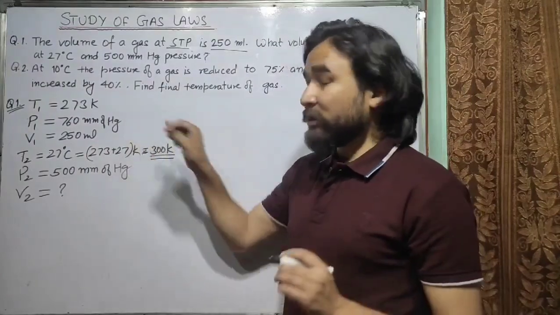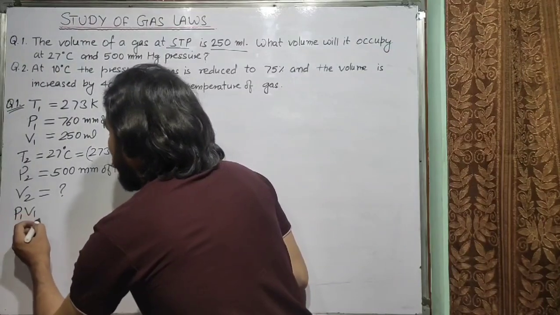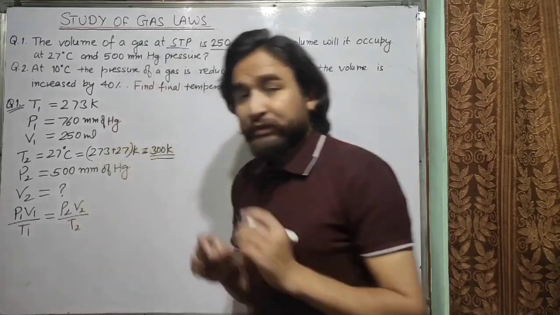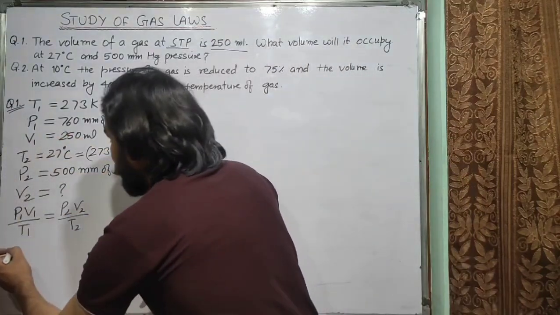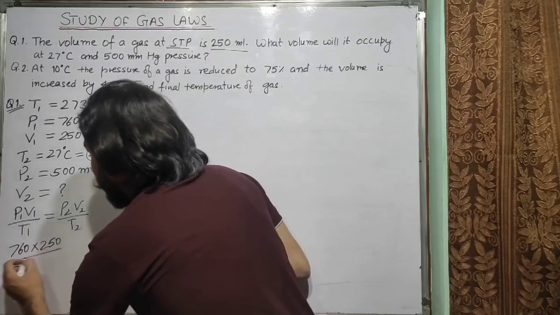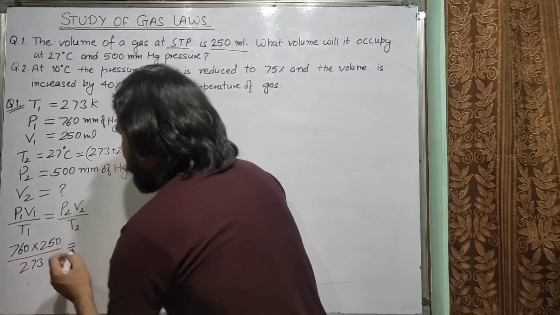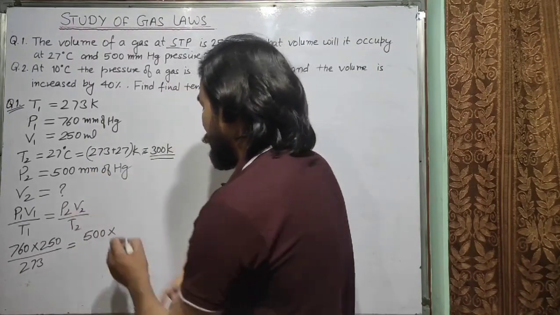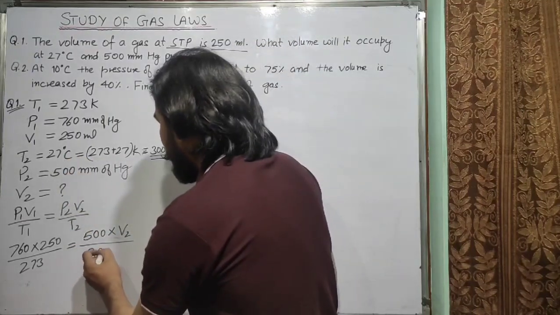So we can use the gas equation here, that is P1 V1 by T1 is equal to P2 V2 by T2. You can put the gas equation in any question. So P1 is given here, that is 760 mm of Hg, into V1, that is 250 ml, divided by T1. T1 is also given. Temperature is to be taken in Kelvin, so this is 273, that is equal to P2, that is 500, into V2, which is not given and we have to calculate, divided by T2. T2 is also given, that is 300.